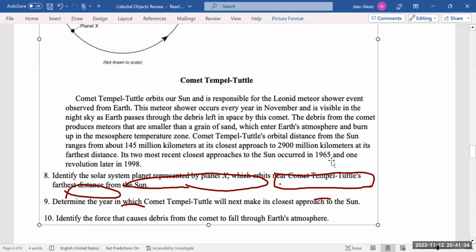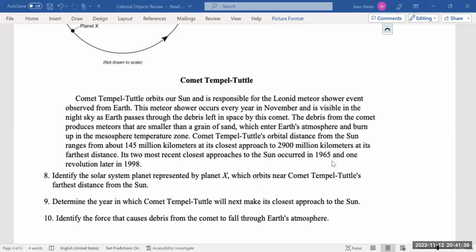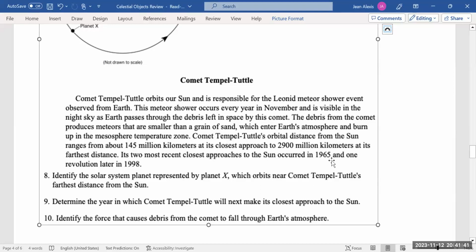So number 8 says, identify the solar system planet represented by planet X, which orbits near Comet Temple-Tuttle's farthest distance from the sun. So the reading told us the comet's distance when it's farthest from the sun, it says it right here, 2,900 million kilometers at its farthest distance.